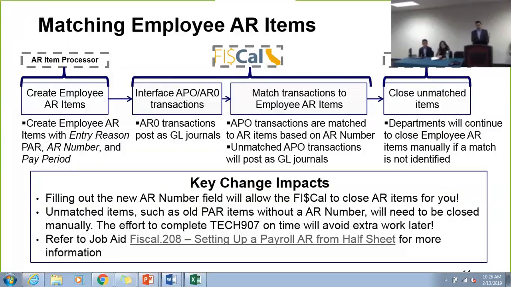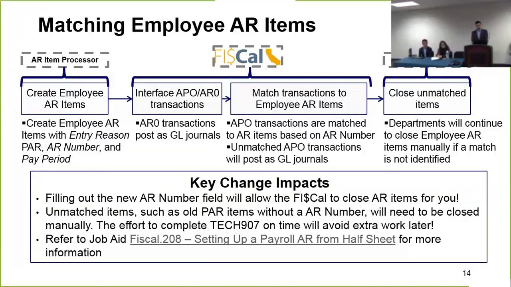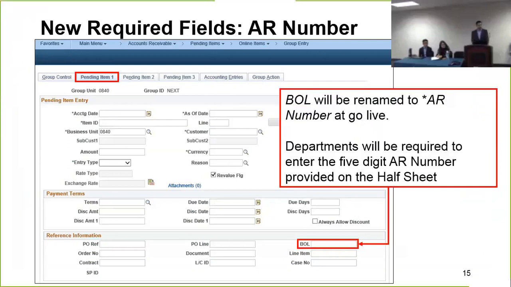Okay, are pay period and BOL fields required in fiscal, or are they required fields for matching employee AR items? What if we set up an AR item without these fields? Okay, so right now they are not required. Most of the time BOL is blank, it's not used. And the pay period, we require it per the job aid as part of the business process, but it's not always entered for whatever reason. So when we go live with this solution, those will be required fields for the entry reason PAR, so for all of these payroll ARs.